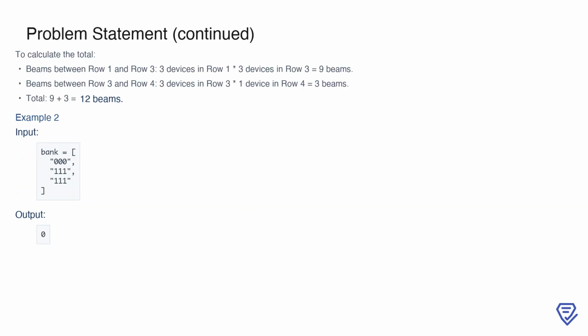To calculate the total number of beams for this example, we consider the interactions between rows with security devices. First, between row 1 and row 3, there are 3 devices in row 1 and 3 devices in row 3. The beams emitted between these rows are calculated as 3 multiplied by 3, resulting in 9 beams. Next, between row 3 and row 4, there are 3 devices in row 3 and 1 device in row 4. The beams emitted here are calculated as 3 multiplied by 1, resulting in 3 beams. Adding these together, the total number of beams for this input is 9 plus 3, which equals 12 beams.